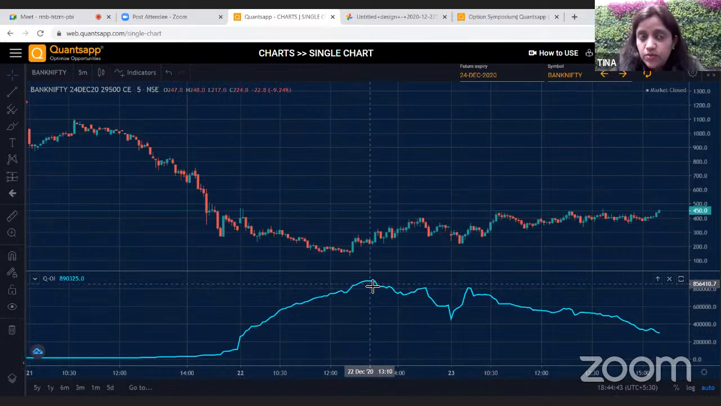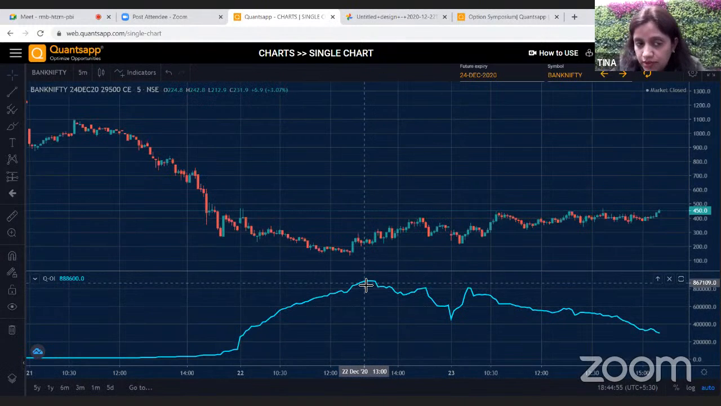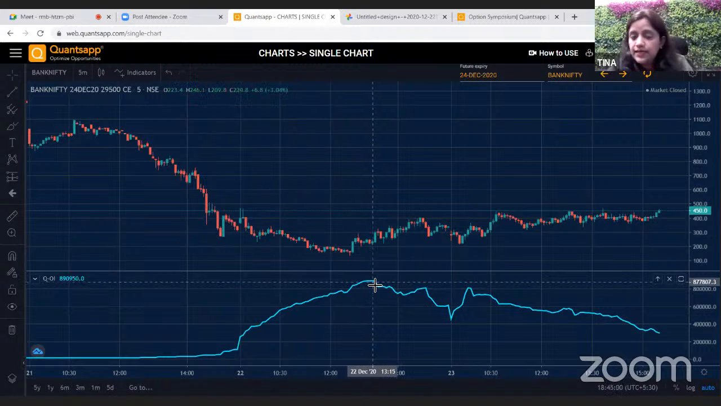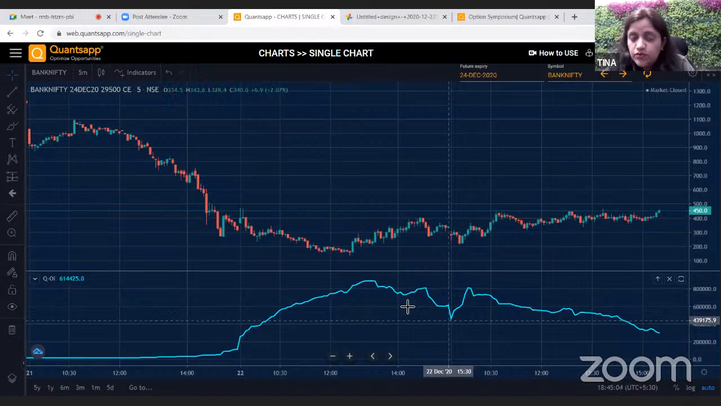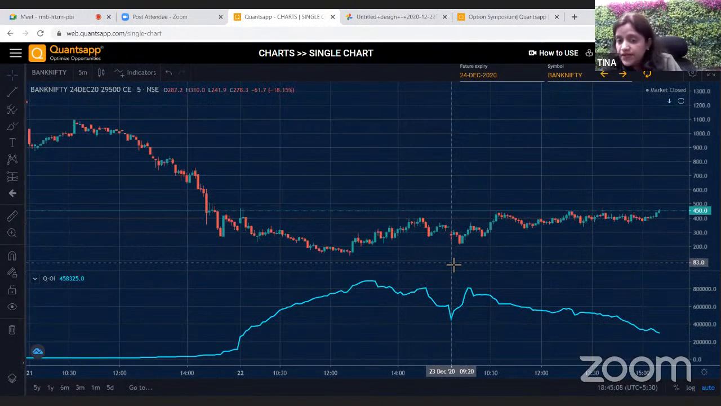So that means the writing was taking place considerably in this strike, 29,500, because prices were falling and the writers were writing out there. Suddenly, we start seeing this unwinding taking place. So OI moved from like 50,000 to nearly 9 lakh. And then we saw this 9 lakh moving back to 4.5 lakh. So we saw there was short covering.